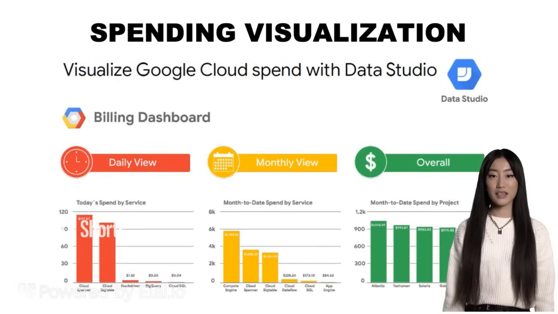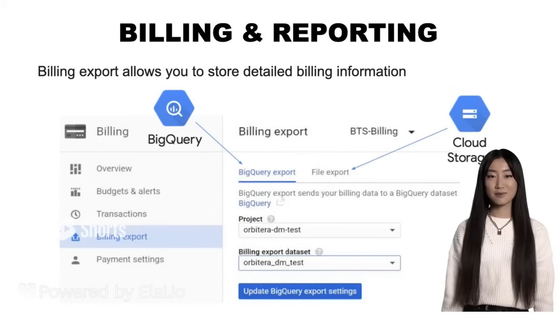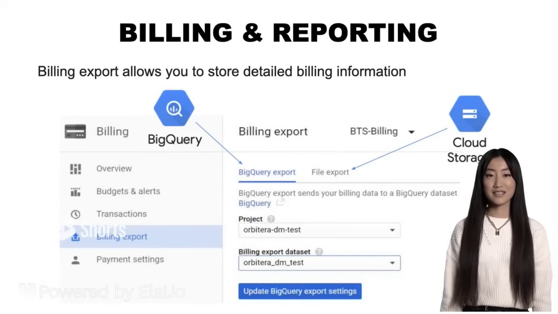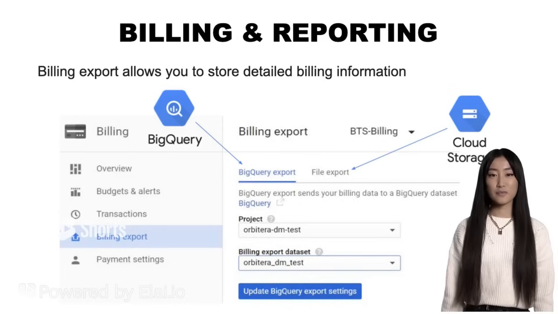You can even view spending over time with Data Studio. Data Studio turns your data into easy-to-read, easy-to-share, and fully customizable dashboards and informational reports. For example, you can split your billing reports using your labels. Billing export allows you to store detailed billing information in places where it is easy to retrieve for more detailed analysis, such as a BigQuery dataset or cloud storage.